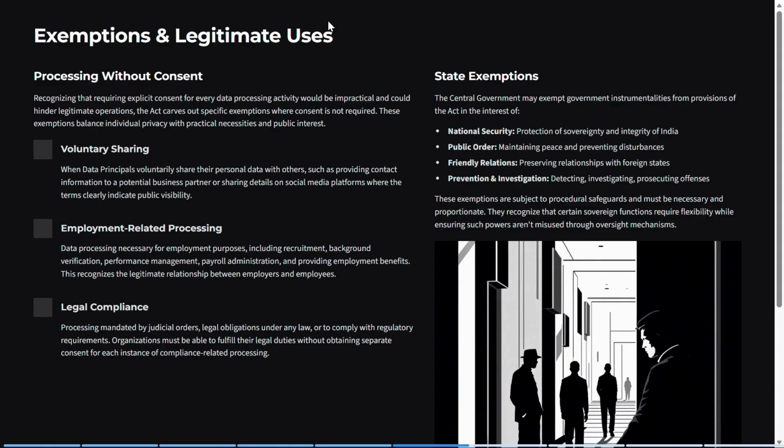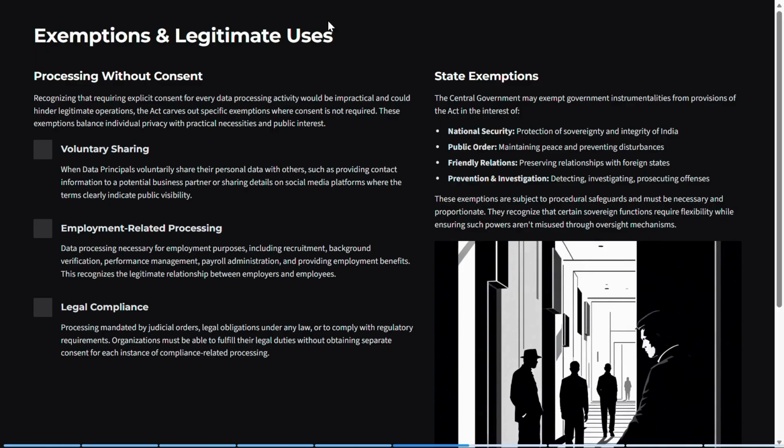Third is legal compliance. So, processing mandated by judicial orders, legal obligation under any law, or to comply with regulatory requirements. Organizations should be able to fulfill their legal duties without obtaining separate consent for each instance of compliance related processing. Now the state exemptions.